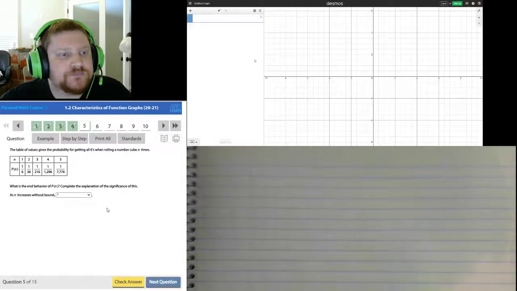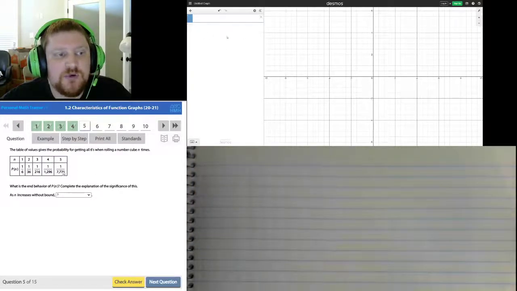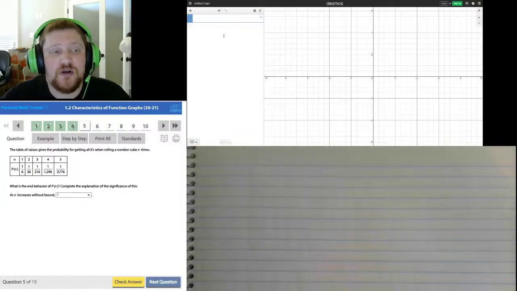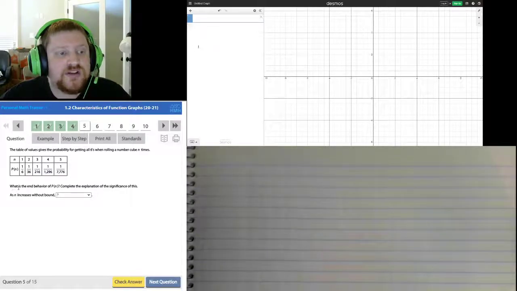Next question. Number 5. Table of values gives the probability for getting all 6s when rolling a number cube n times. So same table, because it doesn't matter what number you're talking about. If you're talking about a single number, then you're gonna get the same table. What is the end behavior of P of n? Complete the explanation for the significance of this.